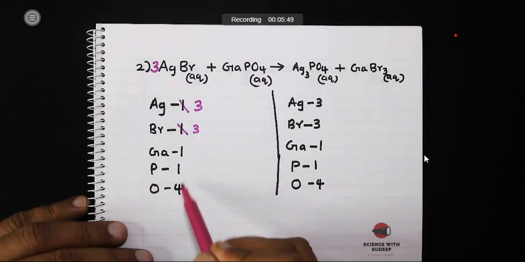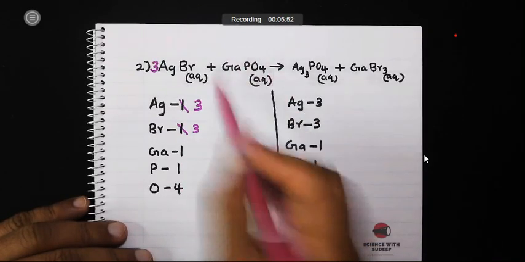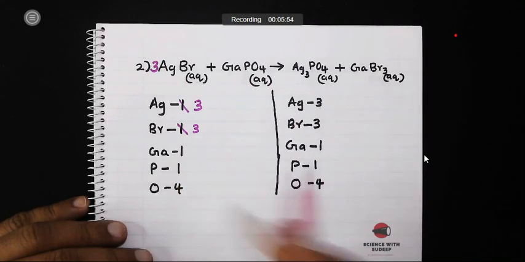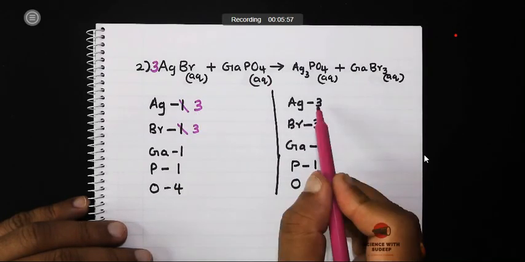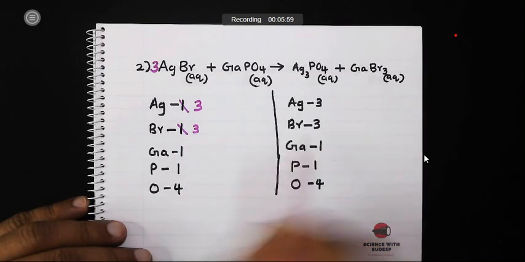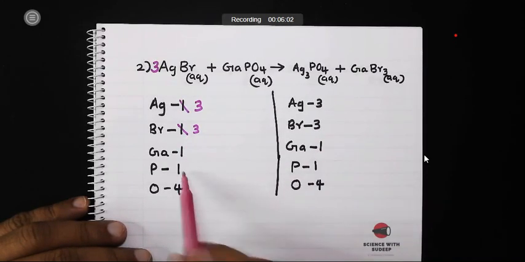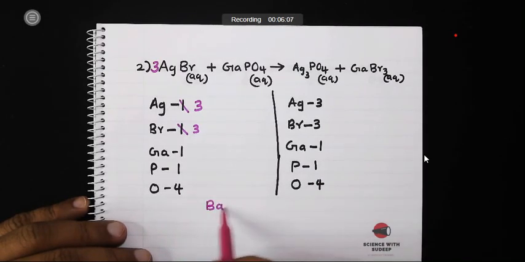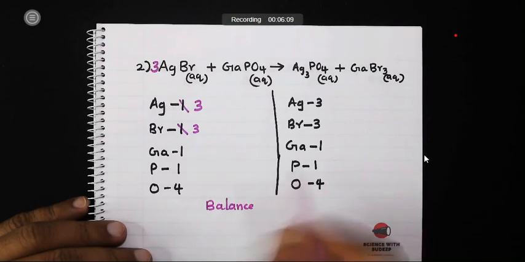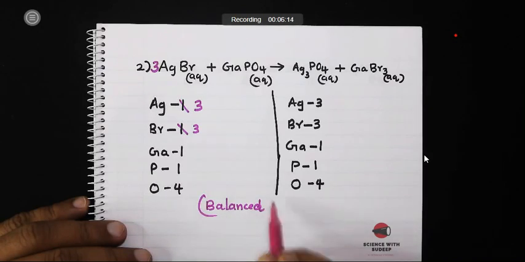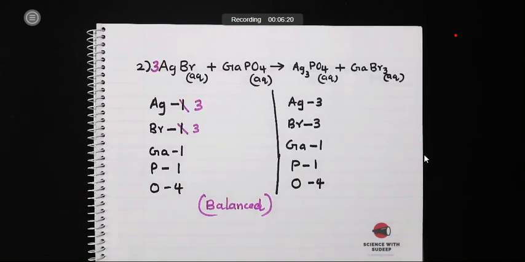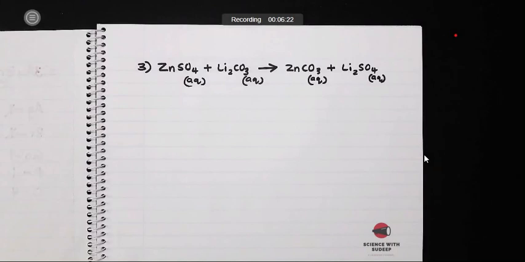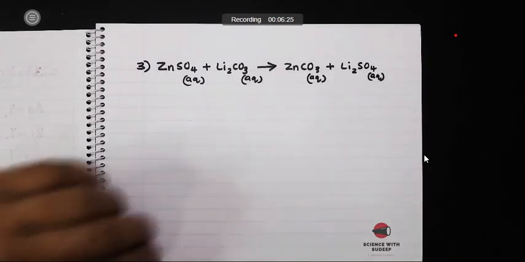I didn't make any change here. Gallium, phosphorus and oxygen fall here. I didn't make any change, so that number remains the same. Now you can see that silver 3, silver 3, bromine 3, bromine 3, gallium 1, gallium 1, phosphorus 1, phosphorus 1, oxygen 4, oxygen 4. You can see that on either side of the arrow we have an equal number of a particular element. So the equation is balanced. That was a nice question. Let's check another one.